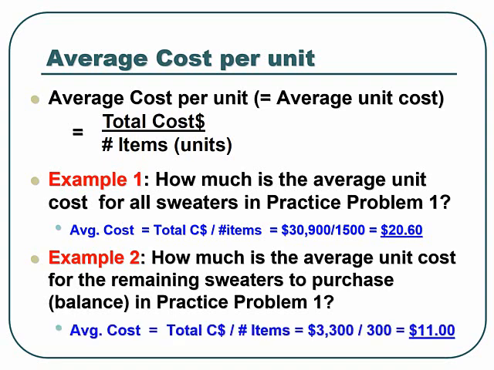Okay, so the total cost of the balance that we calculated was $3,300. And we know that we need to purchase 300 units more, because the total number of sweaters we need for this promotion is 1,500, and we've already purchased 1,200 from purchase 1. So we will need to buy 300 more units. That gives us the average unit cost for the balance: $3,300 divided by 300, which is $11.